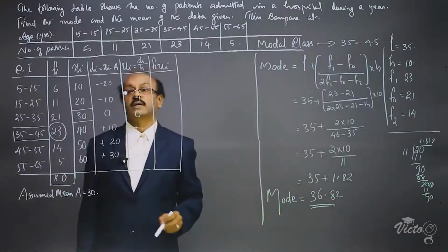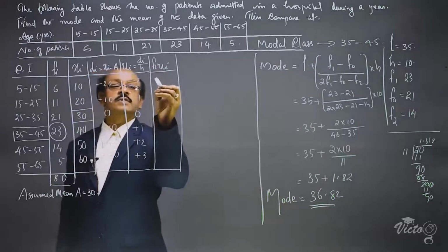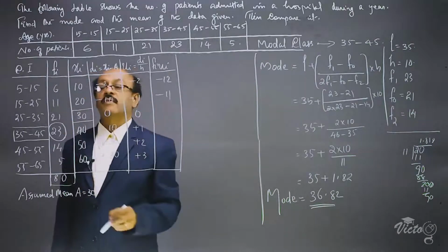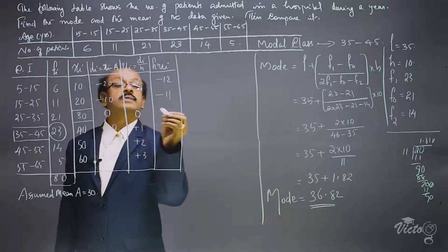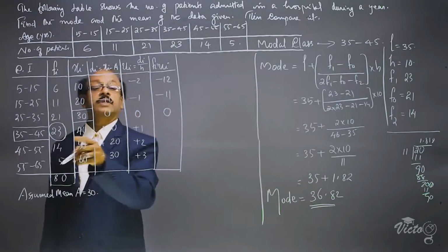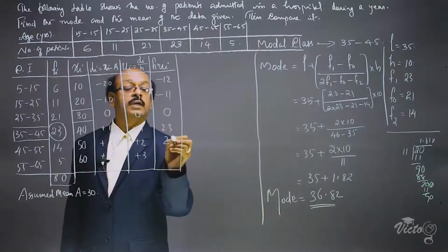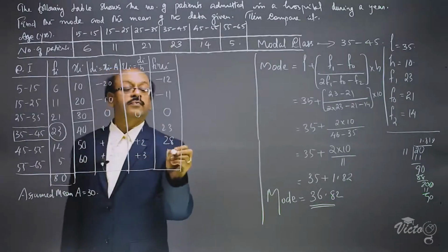fi into ui means 6 into minus 2, which is equal to minus 12. 11 into minus 1 is equal to minus 11. 21 into 0 is equal to 0. Now 23 into 1 is equal to 23. 14 into 2 is 28. 5 into 3 is 15.